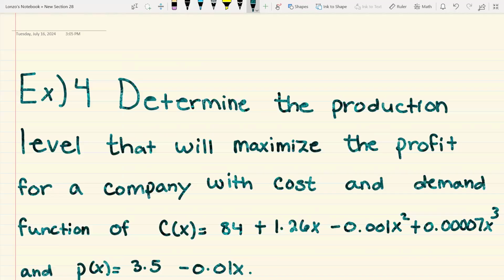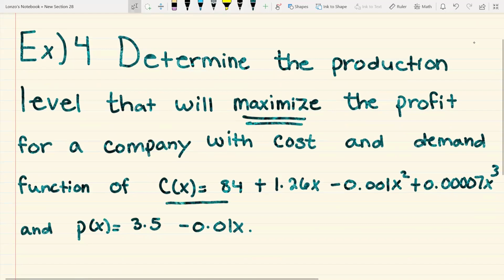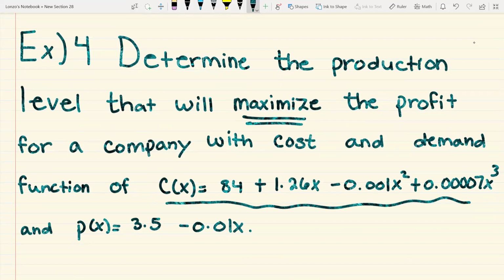Hello, in this video, I will do example 4 of demand function. So in example 4, we got to determine the production level that will maximize the profit for a company with the cost and demand function. So here's the cost function, this whole thing, and here's the price and the demand function. So we got to determine the production level that will maximize.